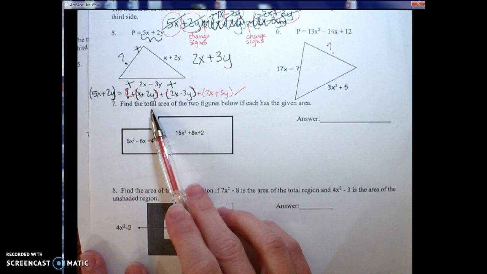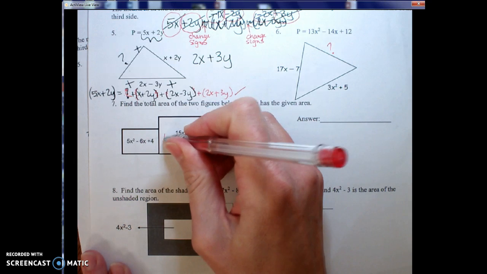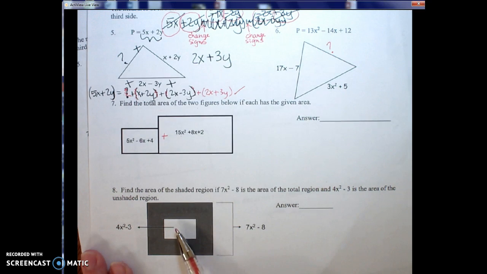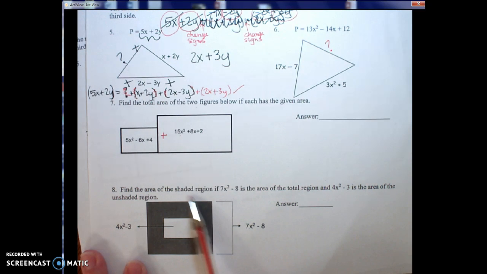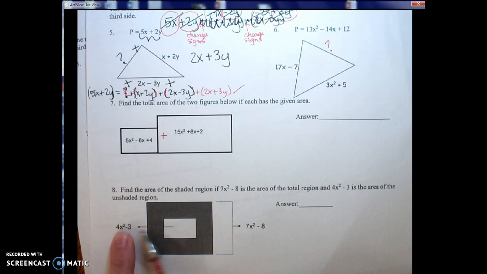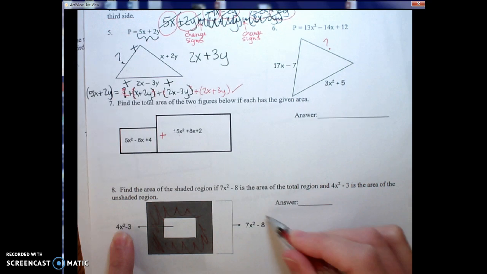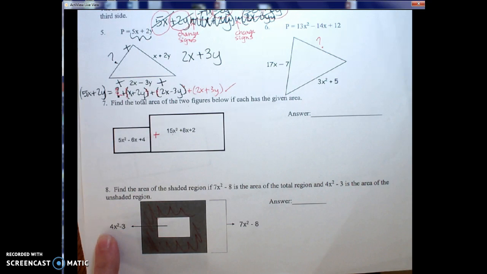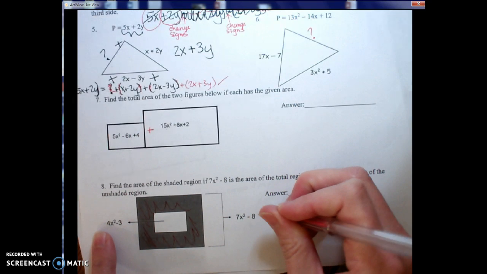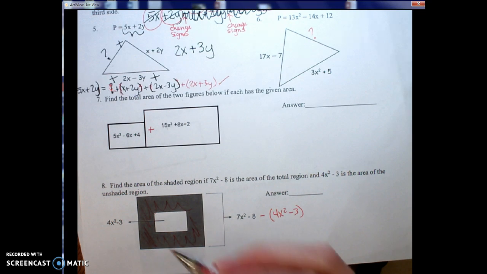Here they're telling you to find the total area of the two figures together. So you're taking the areas that they're giving you and combining them. Okay. Number 8, kind of a similar idea, says find the area of the shaded region. If 7x squared minus 8 is the area of the total region, which they have marked, and 4x squared minus 3 is the area of the unshaded region, again, which they have marked. So you're going to figure out what's the gray in here. So they're giving you a total, and you have to take away that 4x squared minus 3. So I would be taking away 4x squared minus 3. And then you'd work your problem to figure out what was that gray area.